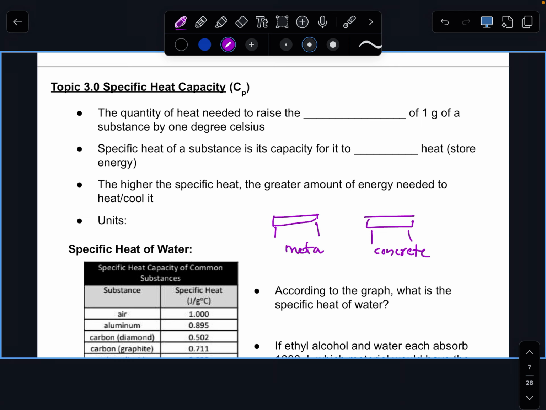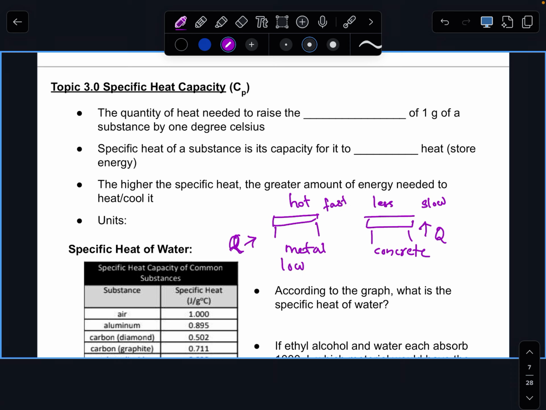The reason: metal will be very hot compared to concrete. Both of them are outside, in the same environment, same temperature, same sun, and both will absorb the same amount of heat. They are both getting the same quantity of heat, but concrete will change temperature slowly, but metal will change temperature fast.